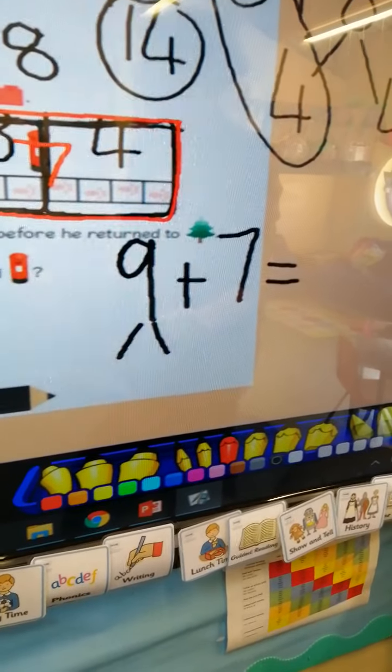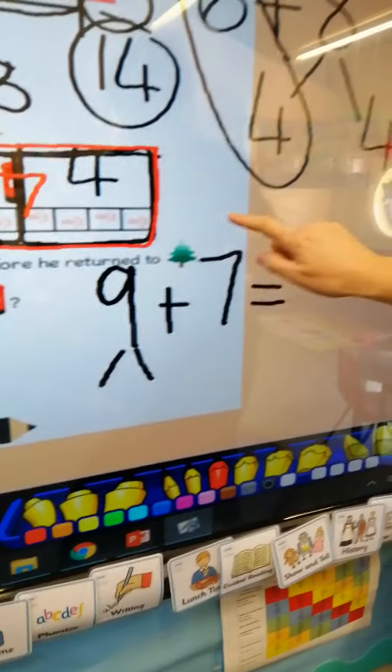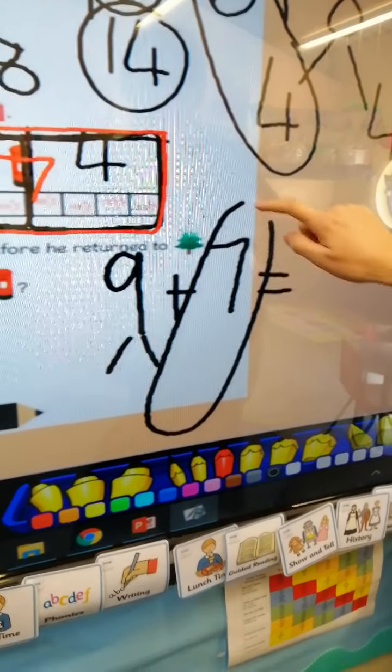Do you remember that, Mrs. Marshman? I remember it well, Mrs. Gatland. Me too, funny that.